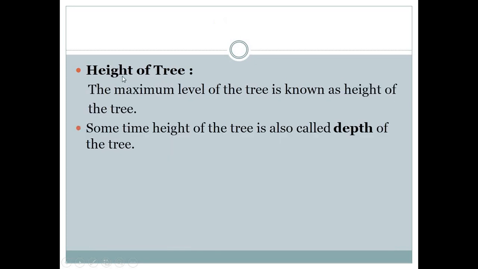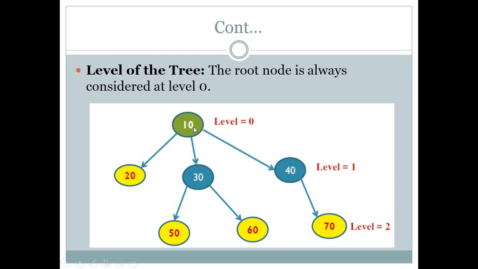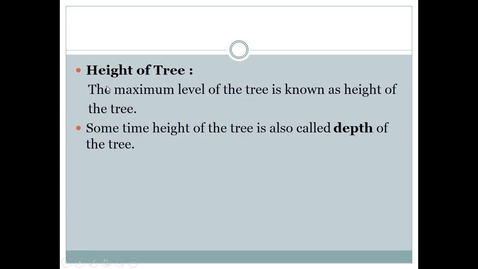Now next is height of tree. The maximum level of tree is known as height of the tree. Here we can see, if we consider 10 and 20, then our level is only 1. But if we consider 10, 30 and 50, or we can consider 10, 40 and 70, then our levels will be 0, 1 and 2. So maximum level of this tree is 2. So that will be our height of the tree.